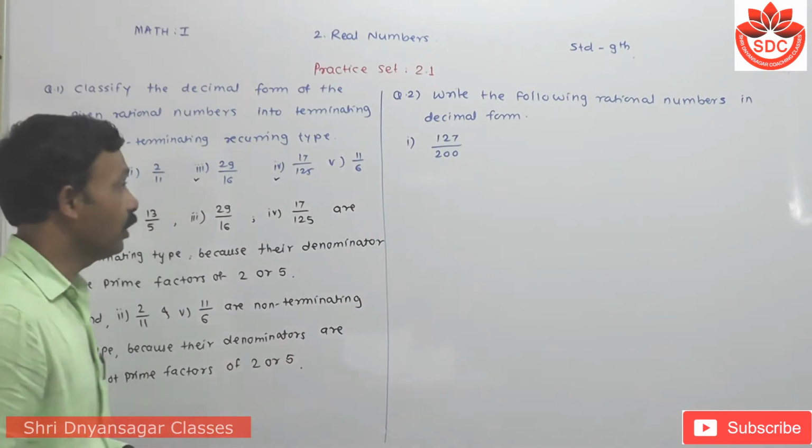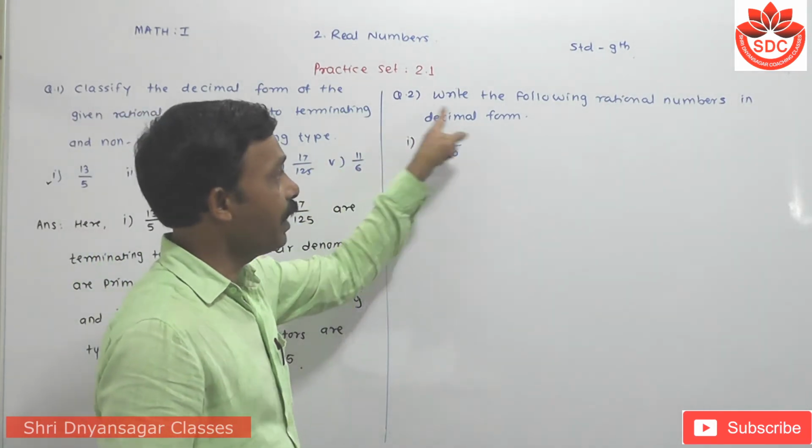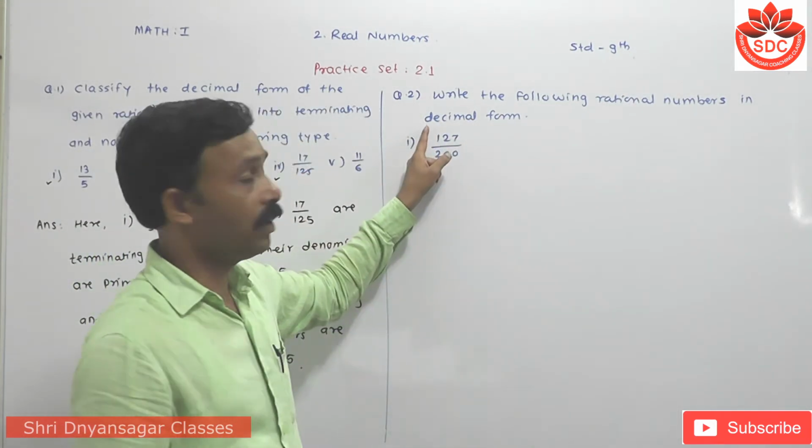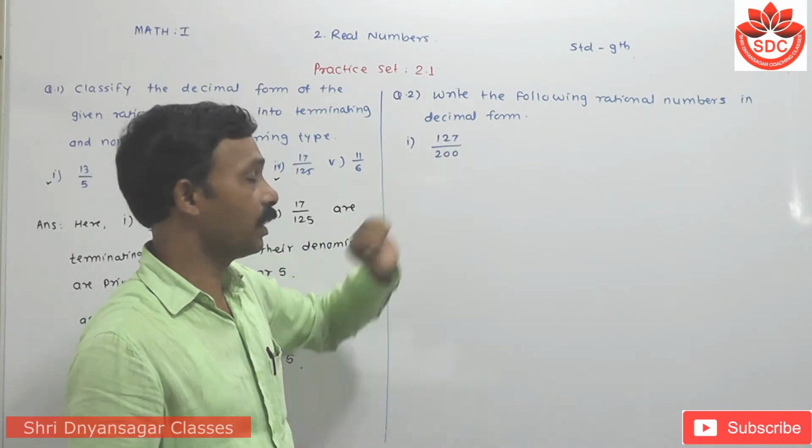Then we see the second question. Write the following rational numbers in decimal form.